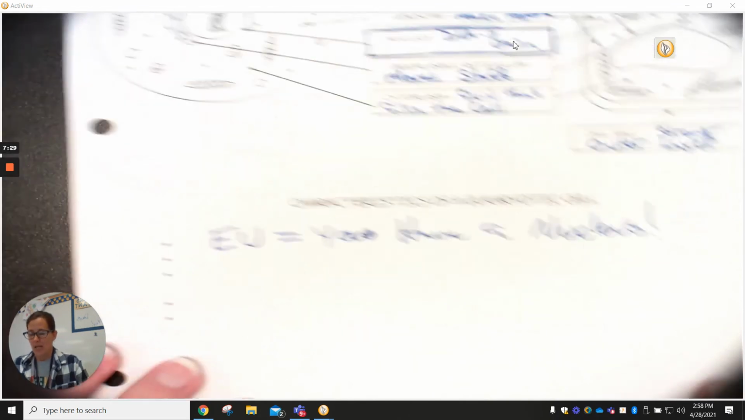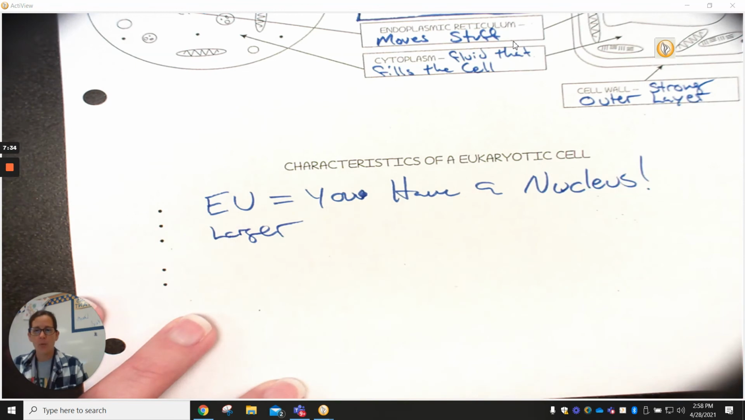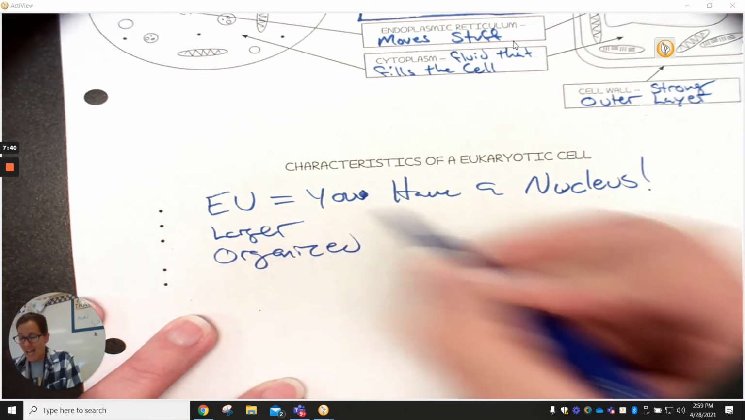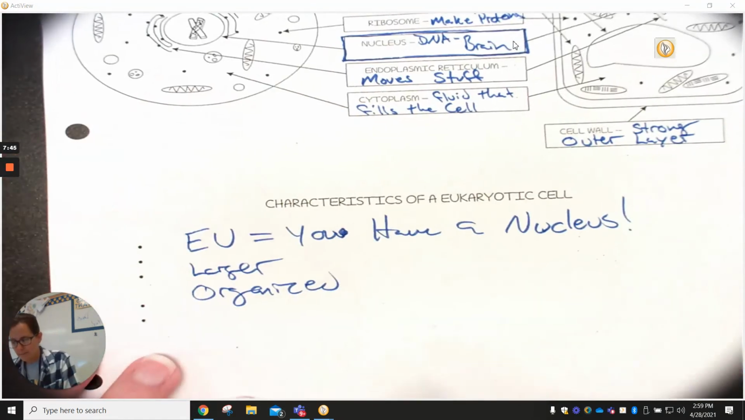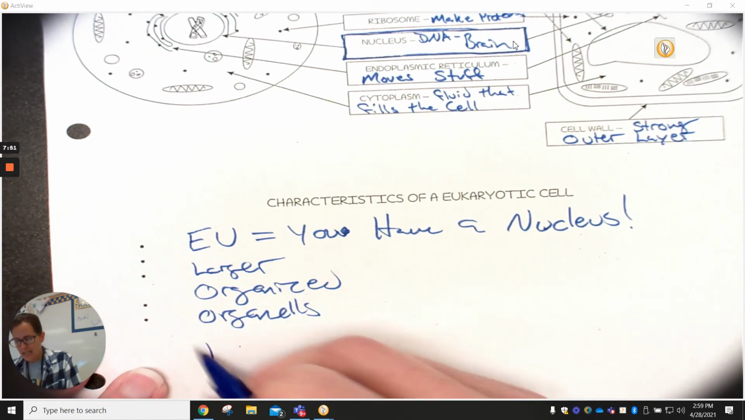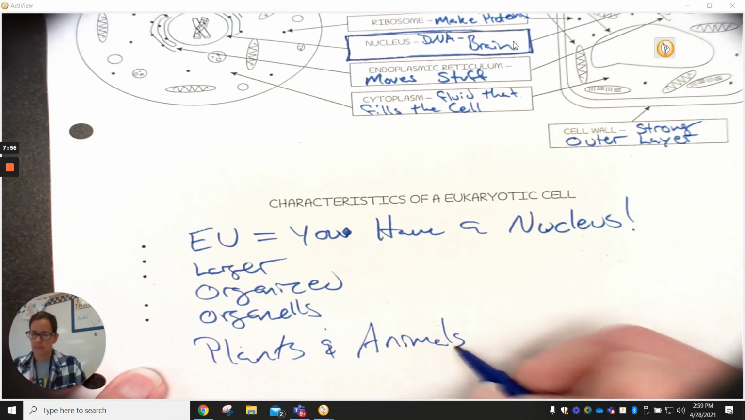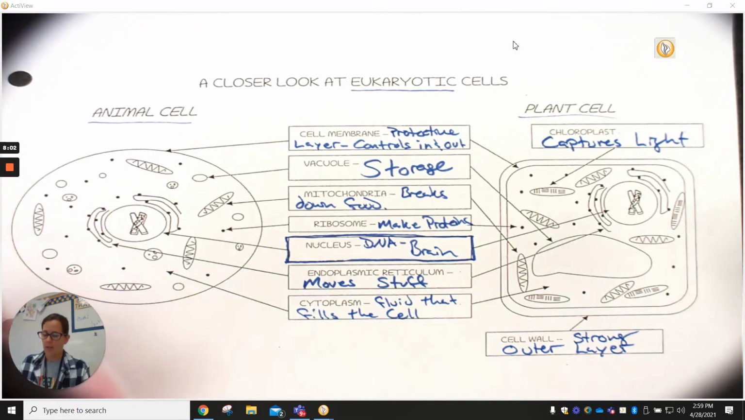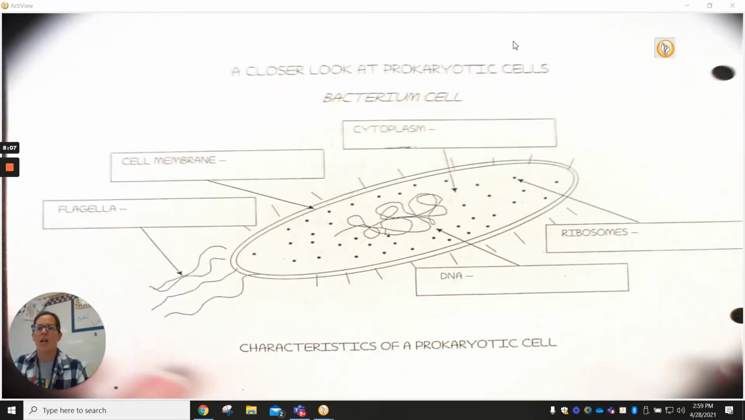Pretty cool, right? Okay, if you remember, yesterday we said that they're larger than the prokaryotic cell. They're organized. They have organelles, and that's all these things that we just listed right here. These are all organelles. And the examples are plants and animals. Okay, so that is it for a closer look at eukaryotic cells. Let's flip this paper over and talk about the prokaryotic cells.